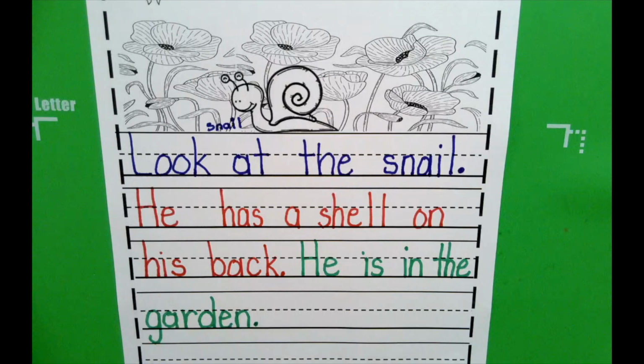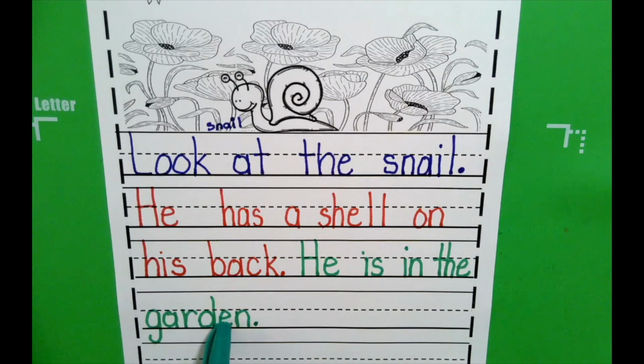Now, I started my sentence with the uppercase letter, and I ended the sentence with a period. I continued my sentence to this next line because I didn't have any room over here. I ran out of room. This is the margin. This is the end of the margin where you must then go to the next line.